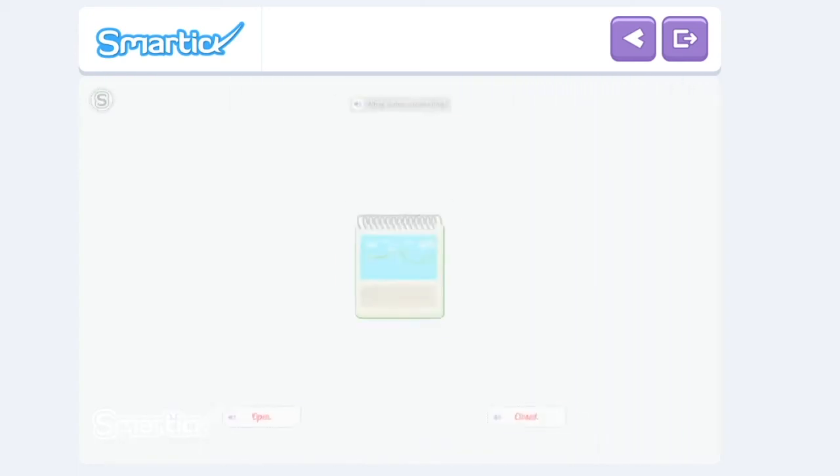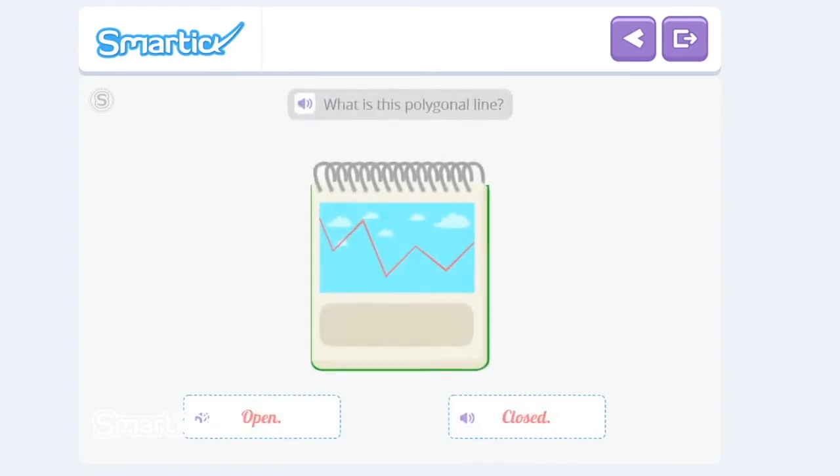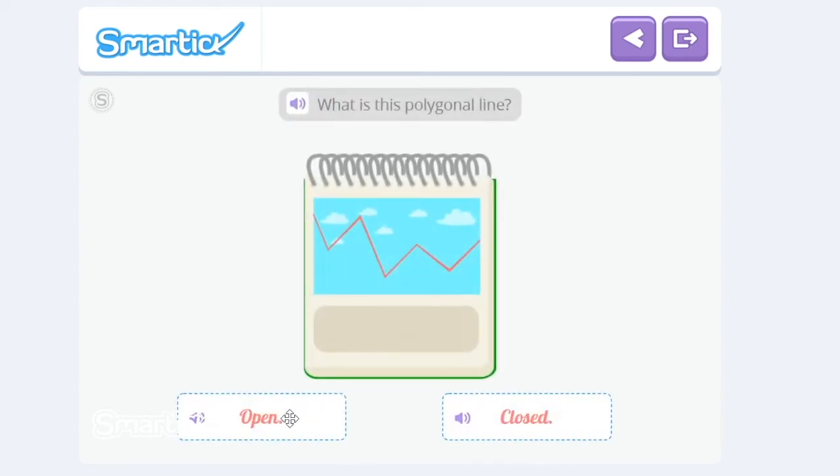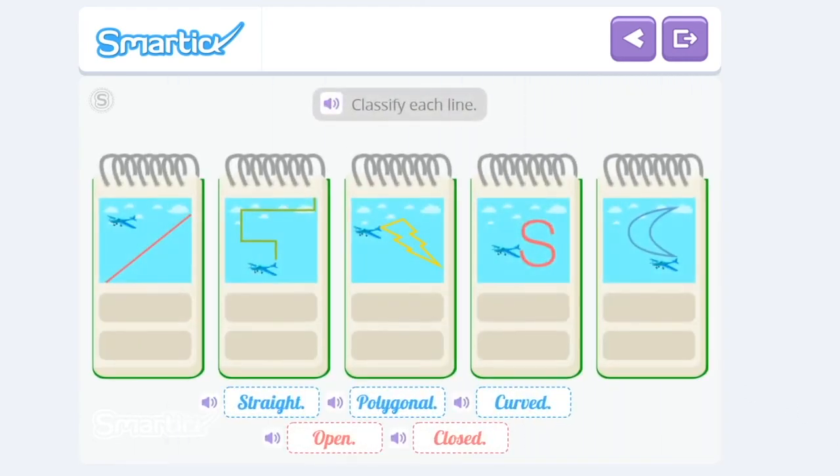So, how is this curved line that the plane drew before? It's... And what about this one? This one's also... okay. Now, classify all of these lines. Remember to put all of the correct options for each line.